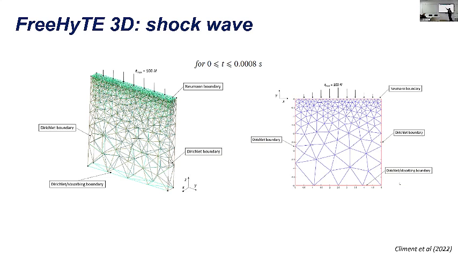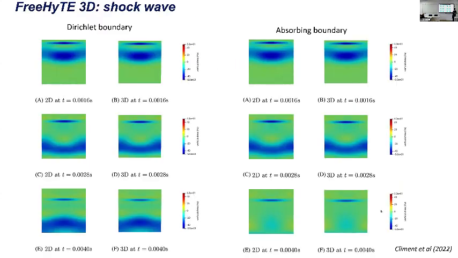We imposed a load on the top boundary during 0.0008 seconds, and we imposed 2 different boundary conditions at the bottom boundary: Dirichlet boundary conditions with a null displacement and absorbing boundary conditions. And we compared the results with the 2D version of the platform.